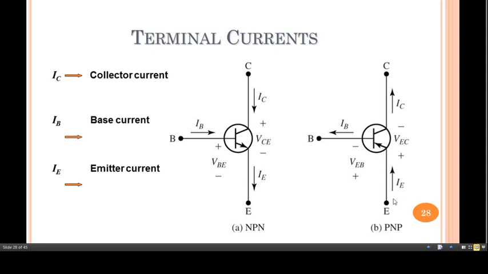And for PNP transistor, the current is entering in emitter terminal, the current in base terminal is IB and current in collector terminal is IC, and here the voltage drop is positive at emitter and negative at base, and that voltage drop is VEB, and here the voltage drop is VEC, positive towards emitter, negative towards the collector. So these are the terminal currents or different currents of transistor.